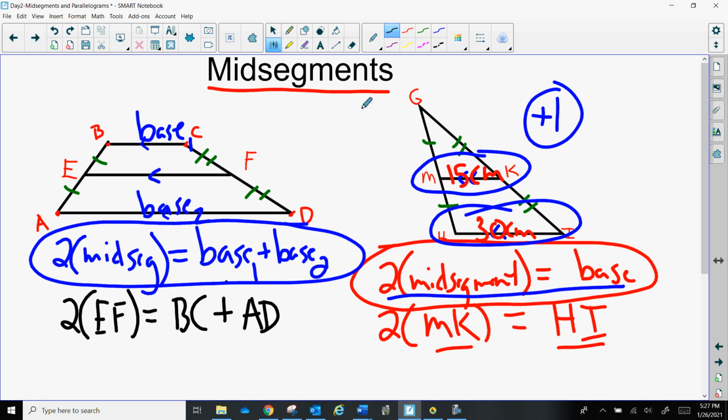And then we went on further to learn about midsegments. The midsegment saying that this midsegment right here is parallel to the bases, and also half the sum of the bases. So if you double the midsegment, you get the length of the base, or if you cut the base in half, you get the length of the midsegment. Same thing over here, but you have to add the 2 bases together to get that midsegment.